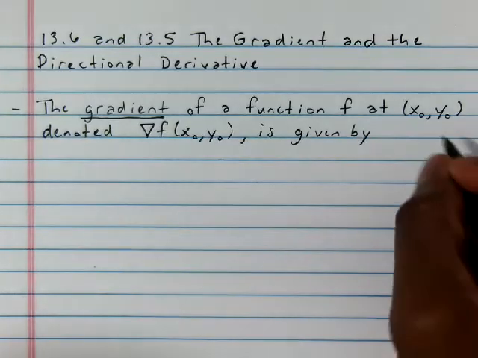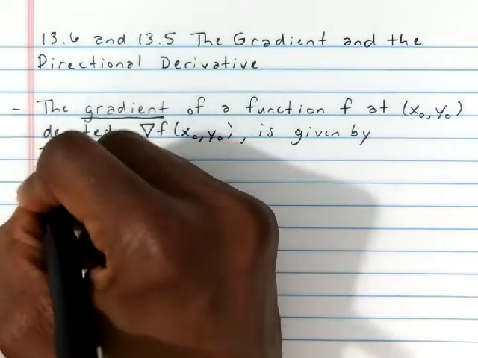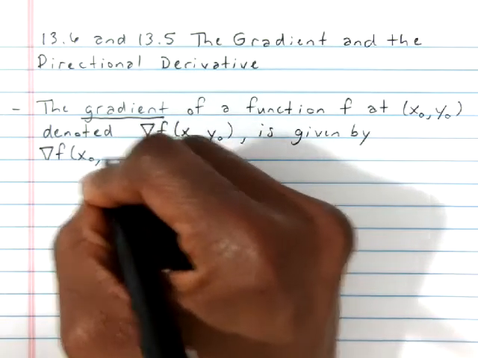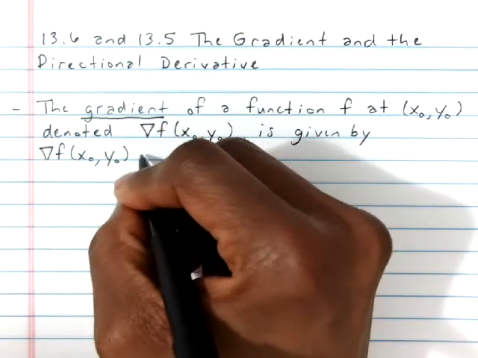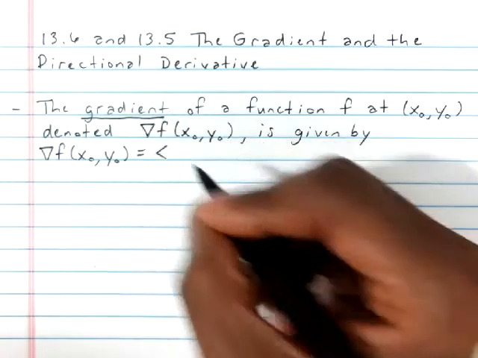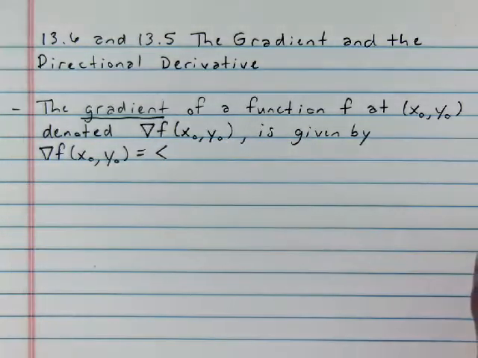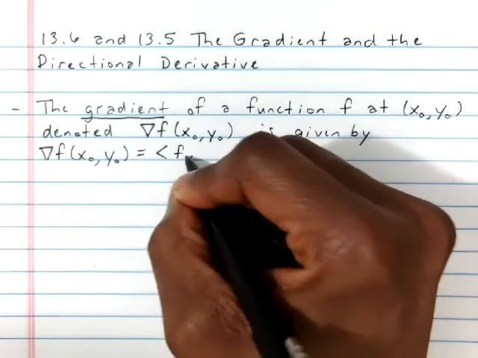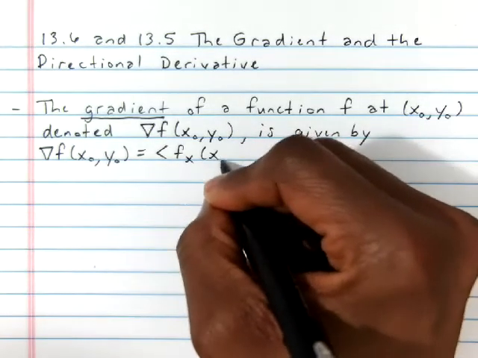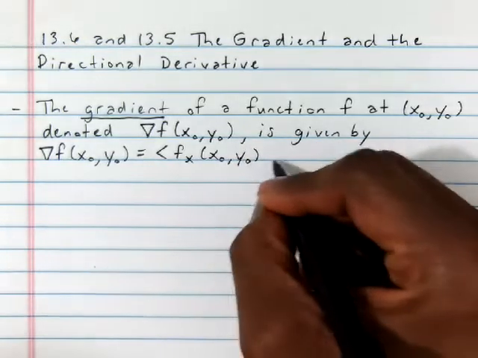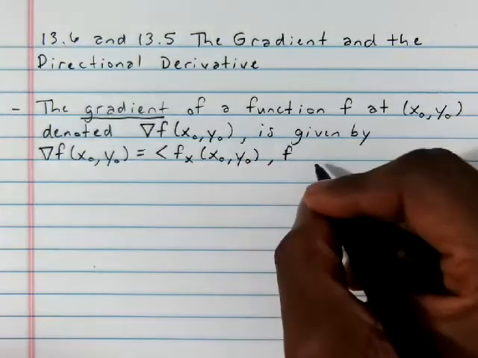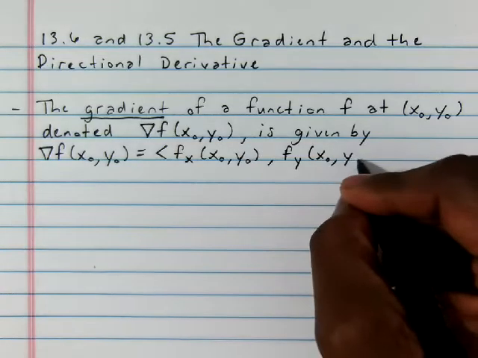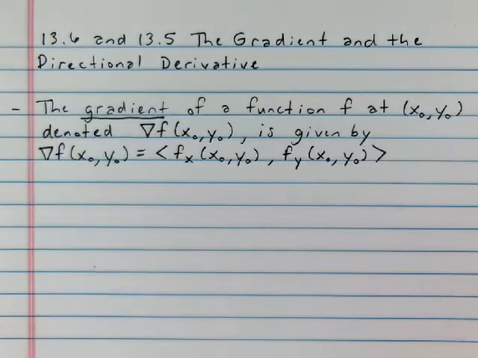It is given by the gradient of f at x naught, y naught equals, so it is the vector, the gradient is a vector. Its first component is the partial of f with respect to x at x naught, y naught, and its second component is the partial of f with respect to y at the point x naught, y naught.